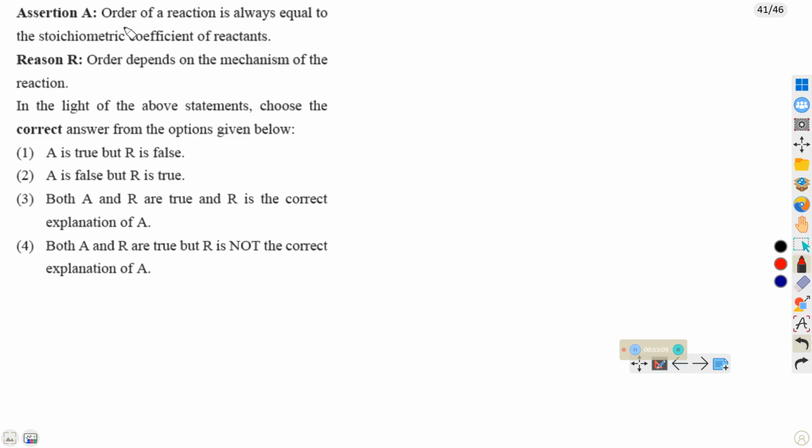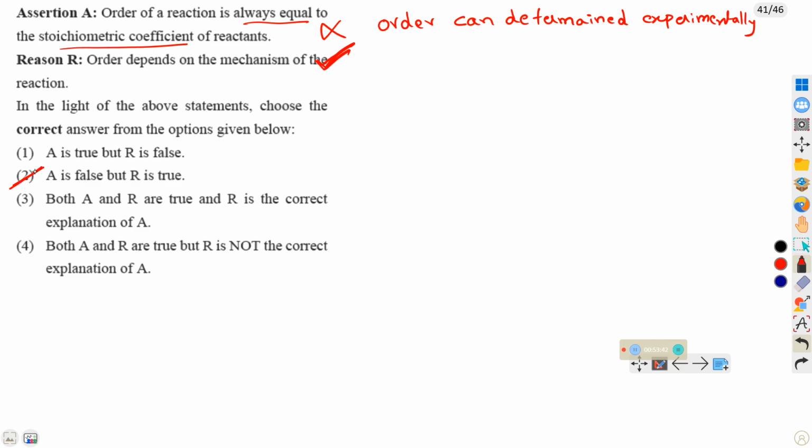Assertion: order of reaction is always equal to the stoichiometric coefficient of reactants. Wrong. Order can be determined experimentally, not theoretically. Order depends on the mechanism of the reaction. Yes, correct. A is false, R is true.